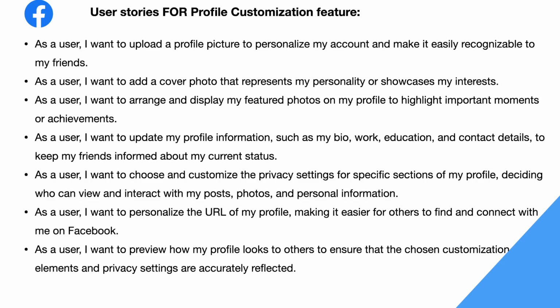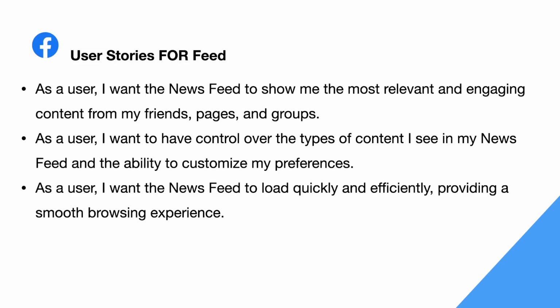Great. So let's go to, let's say, feed. What would be the user story? Let me just do two of them. We could probably do more when we get to Jira itself. Let's say feed. What do we do in feed? As a user, I want the news feed to show me the most relevant and engaging content from my friends, pages, and groups. As a user, I want to have control over the types of content I see in my feed and the ability to customize my preferences.